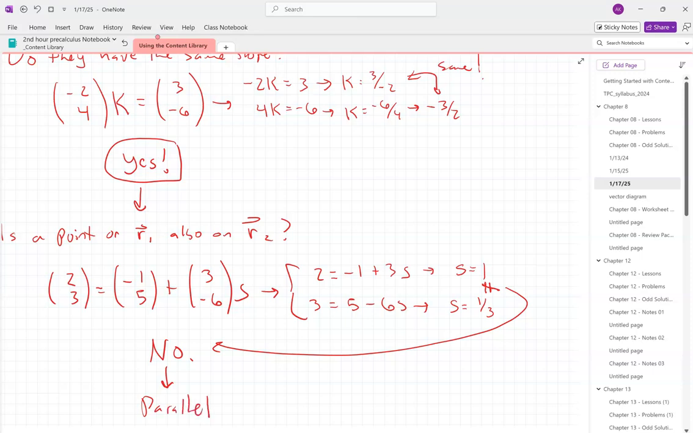So that tells me then these lines are parallel. Does that feel okay? If the s's were equal, what would that tell me? Coinciding, right? If those two happen to be equal, they would be coinciding. What do you guys say? Is this okay? Do you want to do more examples, or do you think you kind of get the idea?